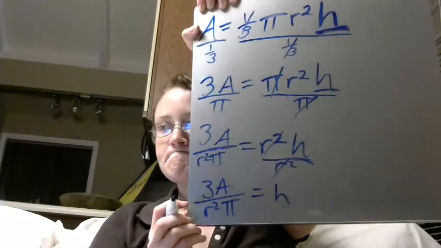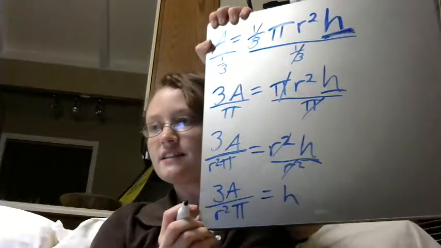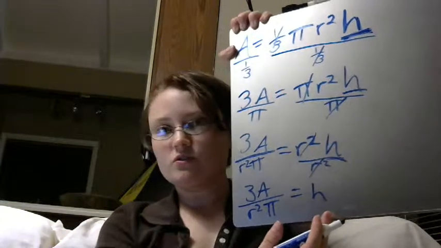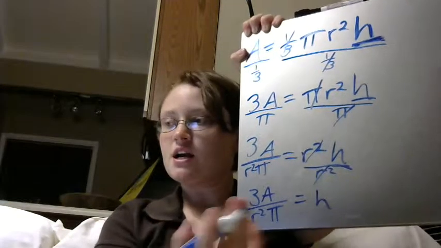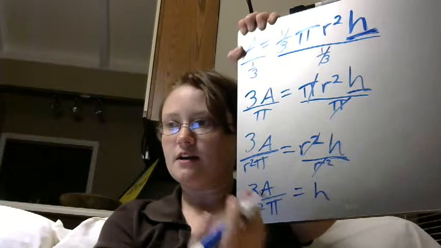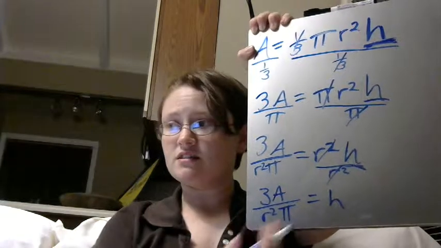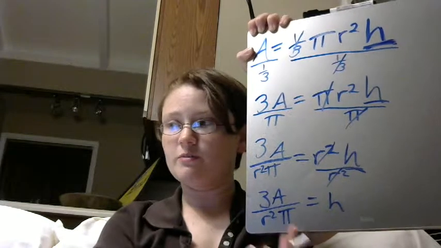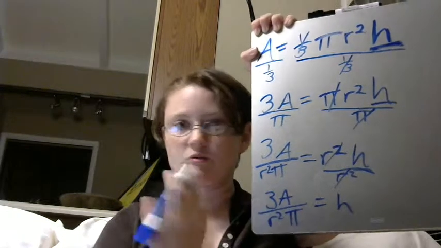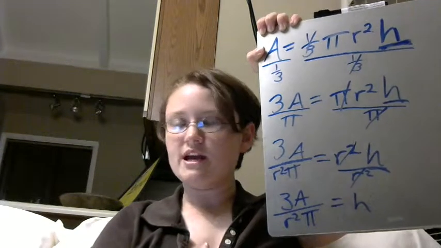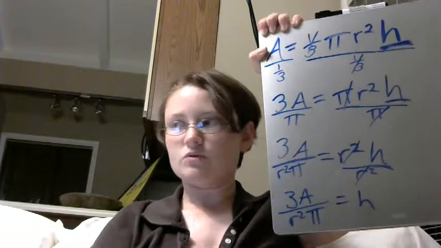Are we done? Our next step is root or exponentiate. We don't have any roots or exponentials anywhere near our h. And our last step is simplify. Is there anything we can do to simplify this? No, not really, because that's all symbols. There's a 3, but there's no other numbers to deal with, so we just leave the 3 hanging out where it is. We're done. We've solved for h. 3a over r squared pi equals h. And we're done. Nice.